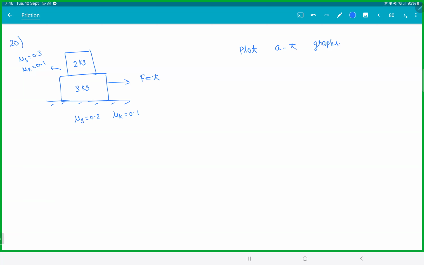Hope you remember, there are 3 cases here. For some time, the system won't move. For some time, they'll go together. And after that, they will slip. So there will be 3 possibilities. Try. I'll give you 2 more minutes. It's a worthy question. Try, Arush, give it a try.